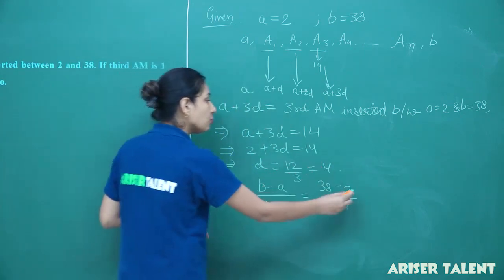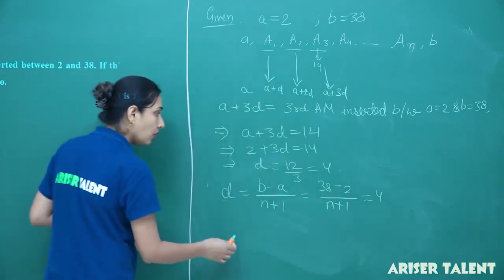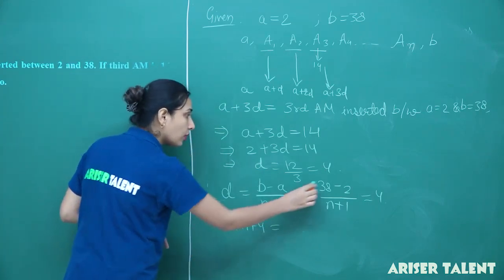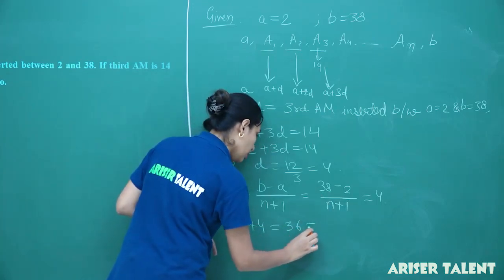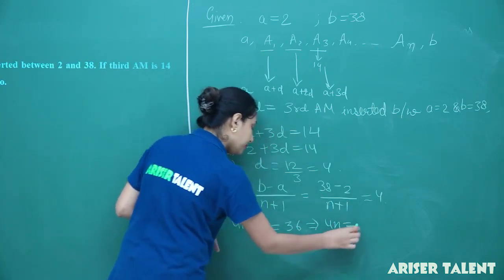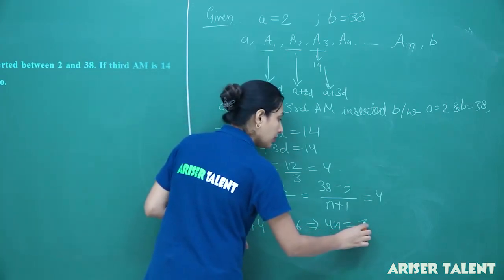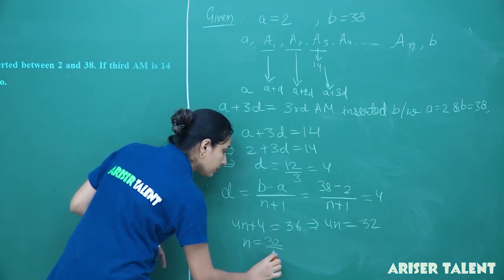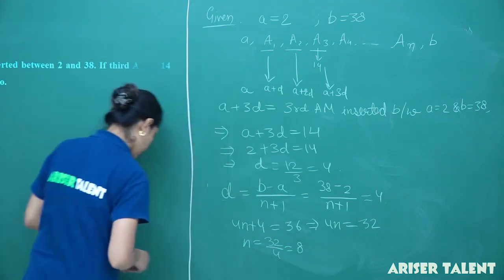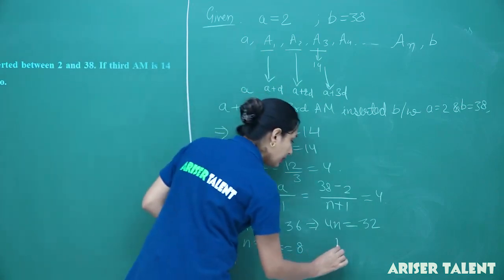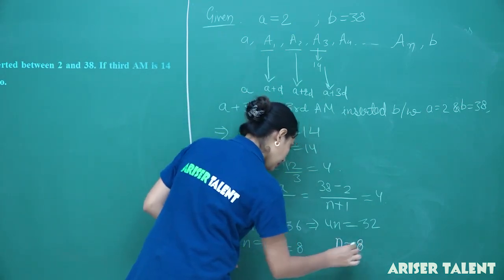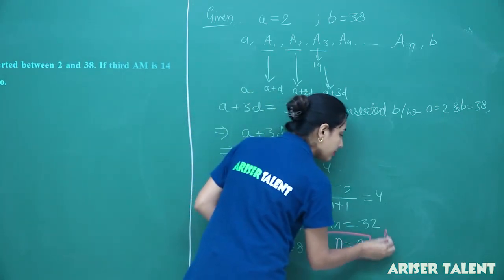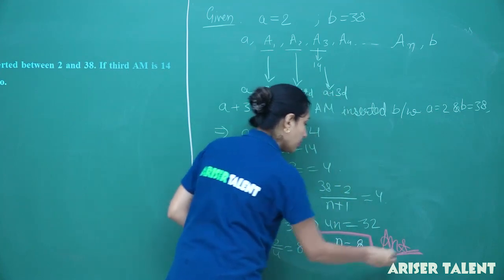So D equals 4. Now I can write it as 4n plus 4 equals 36, or 4n equals 32. So n equals what? You know it, 8. So students, what is your answer? n equals 8, and it's the solution of this question. Note this.